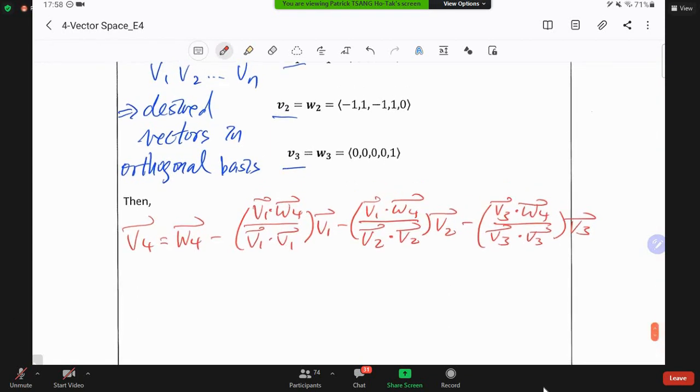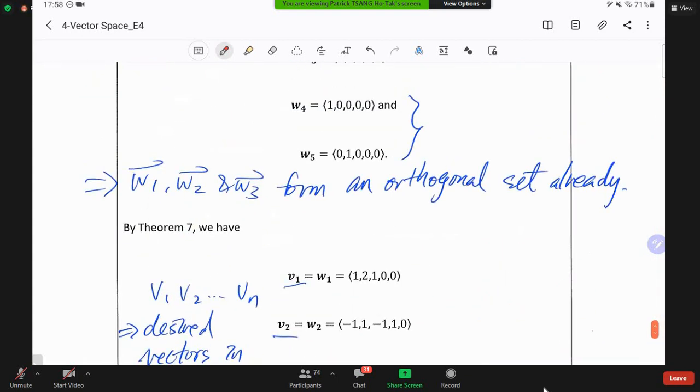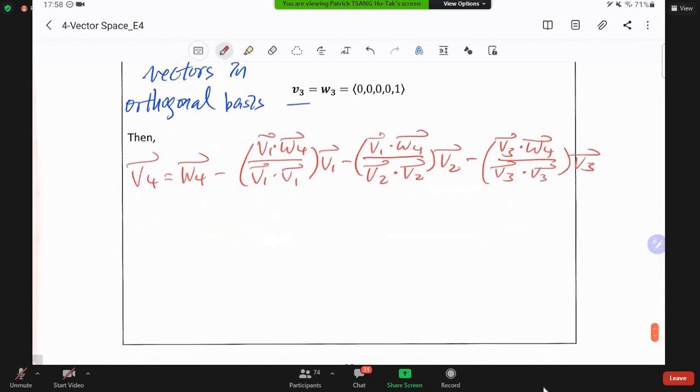So V1, V2, V3, W1. Of course, no, W1 is in the question. W4, you can see what is W4, because we already defined it in the very beginning of this page. So I try to skip some intermediate steps, because I know you guys should have no problem working it out later on. I just want to show you.